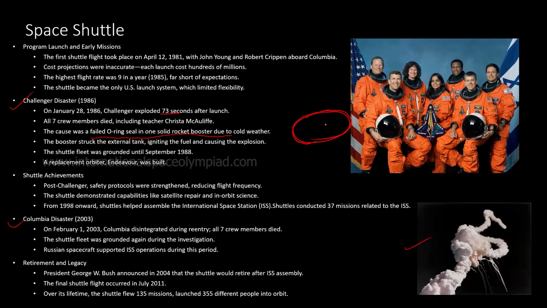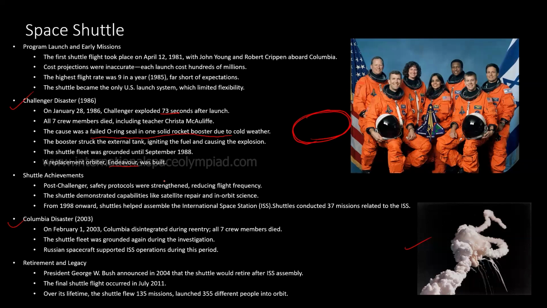But due to the cold weather, it became brittle, and because of that, the booster struck the external tank, igniting the fuel and causing the explosion. So some leakage happened because of the brittleness of that O-ring. So that is what happened. And for the replacement, they built Endeavour.